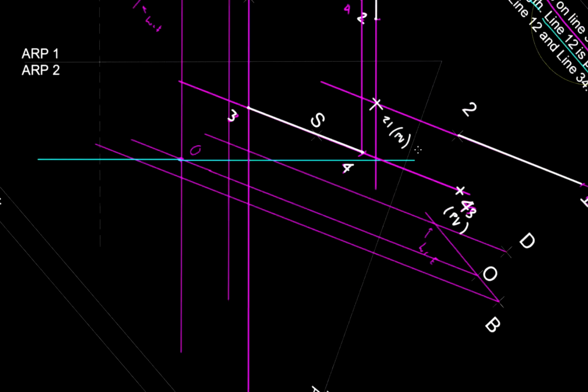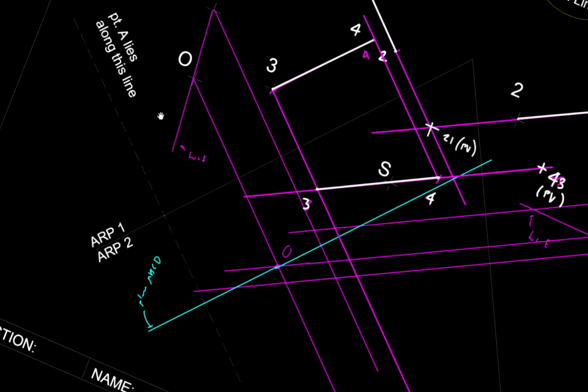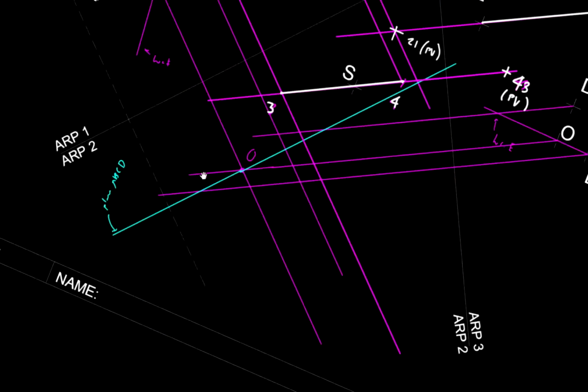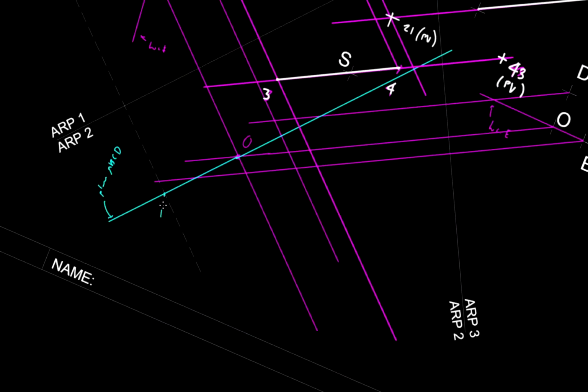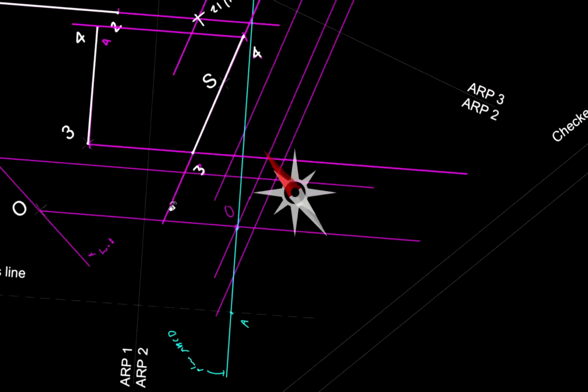This should be the location of my different points, no. So plane ABCD should be located here. Here is plane ABCD. So the first point I can figure out is, point A lies along this line. Therefore this is point A.